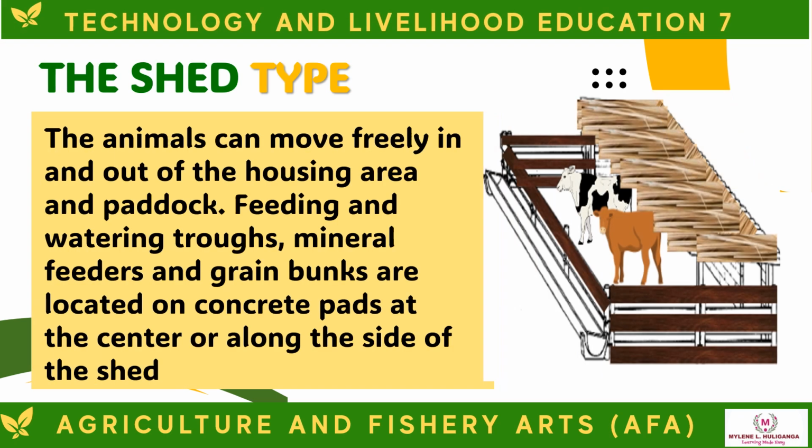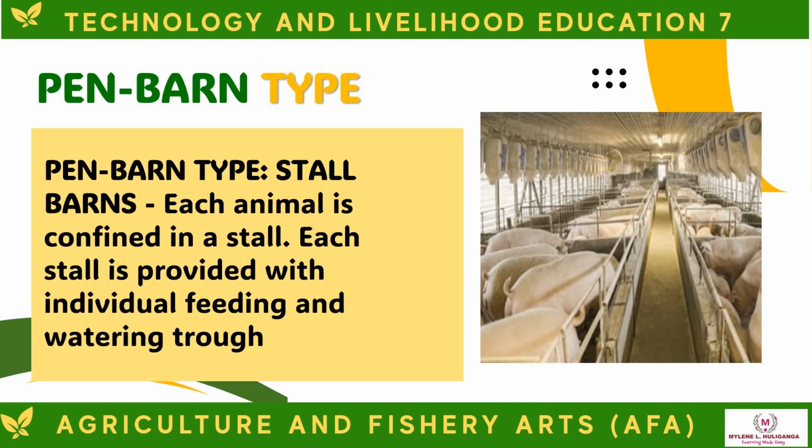In this type of housing, the animals can move freely in and out of the housing area and paddock. Feeding and watering troughs, mineral feeders and grain bunks are located on concrete pads at the center or along the side of the shed. The pen barn type or stall barns. In this type of housing, each animal is confined in a stall. Each stall is provided with individual feeding and watering trough.